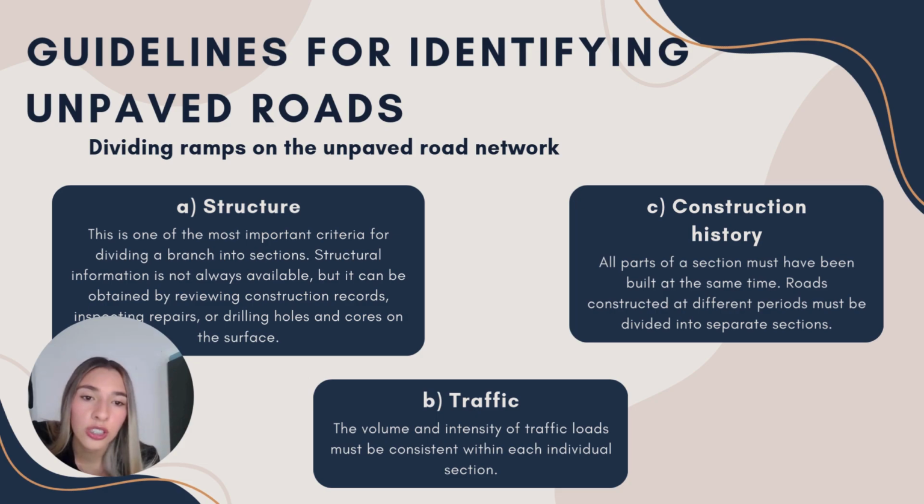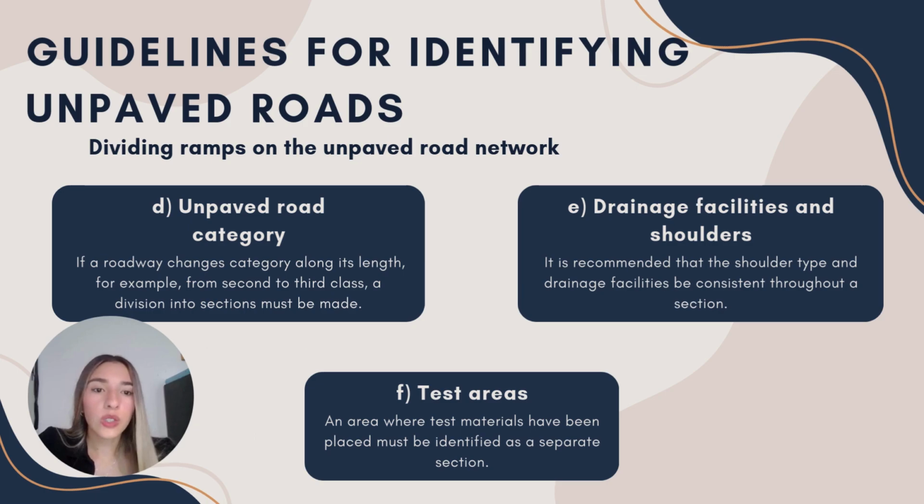C. Construction history. All parts of a section must have been built at the same time. Records constructed at different periods must be divided into separate sections. D. Unpaved road category. If a roadway changes category along its length, for example from second to third class, a division into sections must be made.